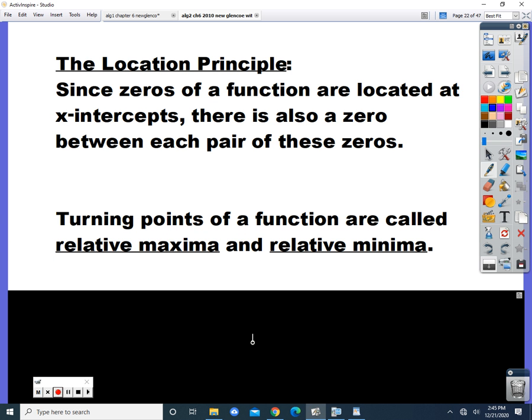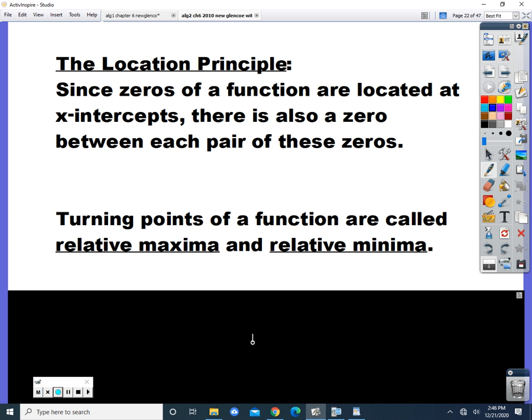This is new. We're going to be talking about the turning points of a function, and they're called the relative maxima and the relative minimum. Depends on the degree of the polynomial, how many max and mins we might have. So when we do these, we're looking, by the way, for the x-coordinates. So keep that in mind.